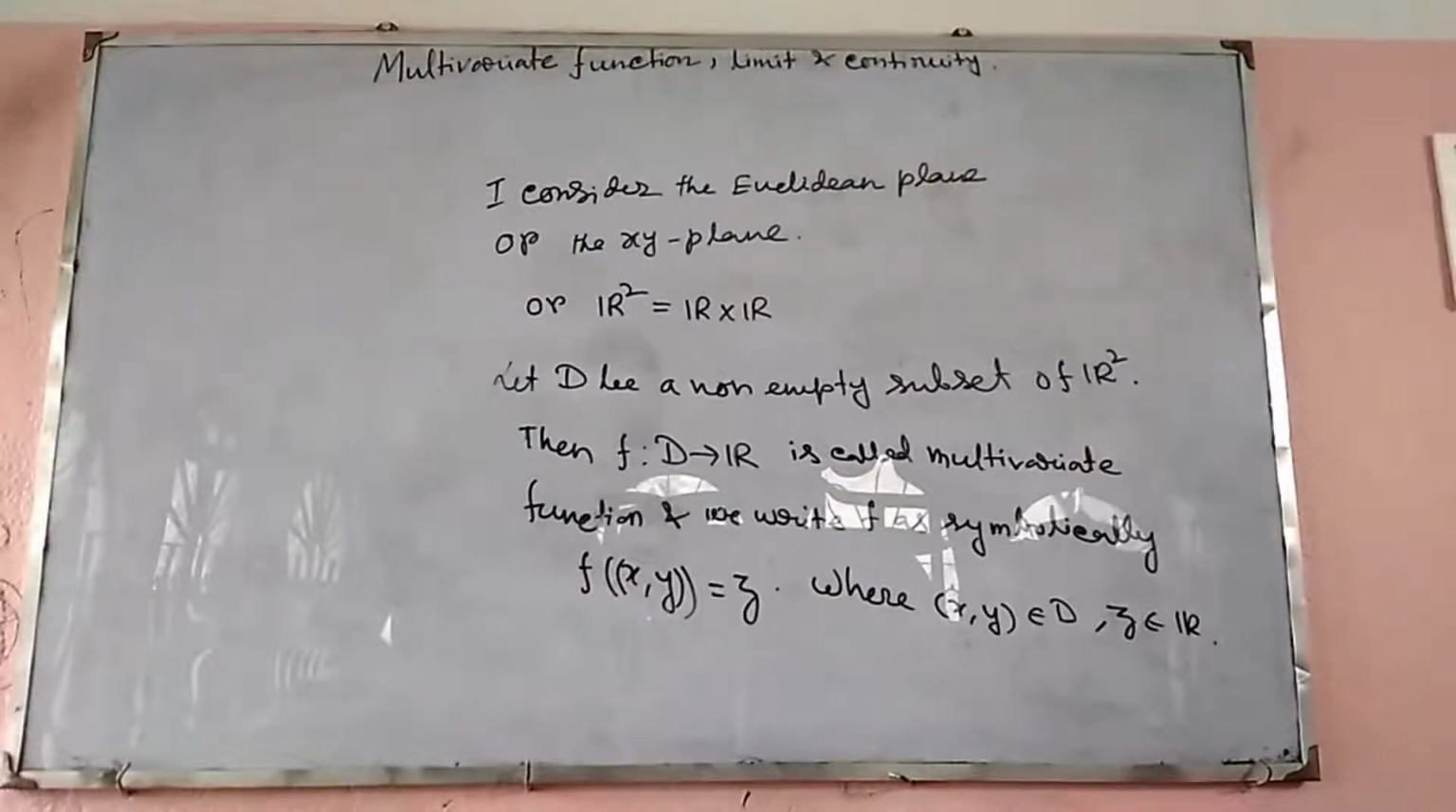But why is it multivariate? See, here x and y are totally independent variables, and z is nothing but a dependent variable. So if we change the value of x and y, the function takes different values z from the real line. That is why we call the function f multivariate.